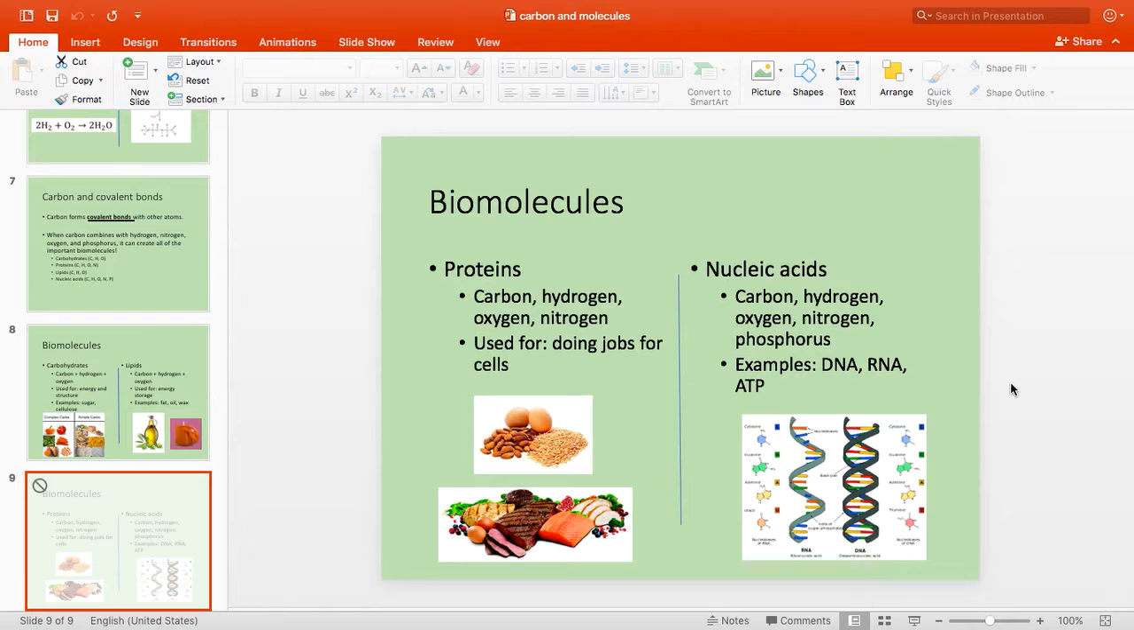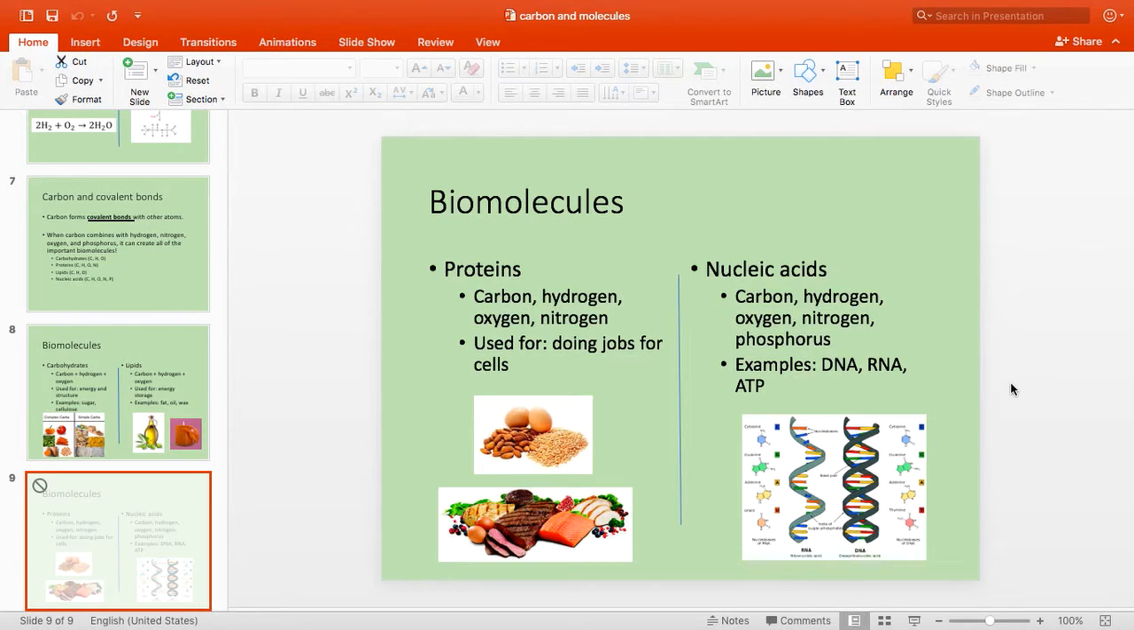And lastly, the nucleic acids, which are the CHON and the P. Examples of nucleic acids would be DNA, RNA, and ATP. So you should know what DNA is, I hope. RNA is related to DNA. ATP is an energy molecule that we'll see more of in the next unit. So you'll have whole units coming up on DNA, RNA, and ATP.